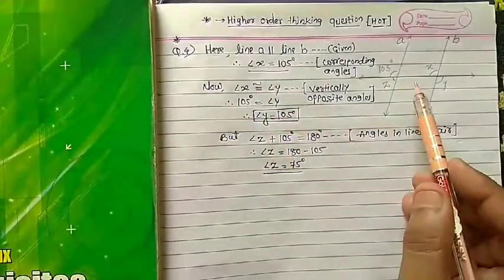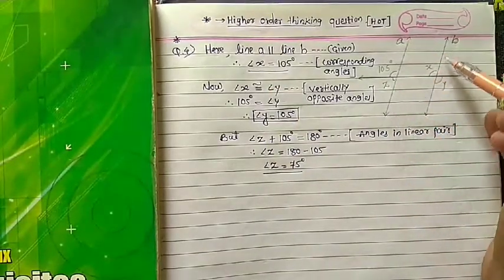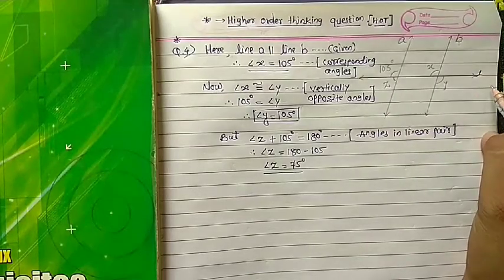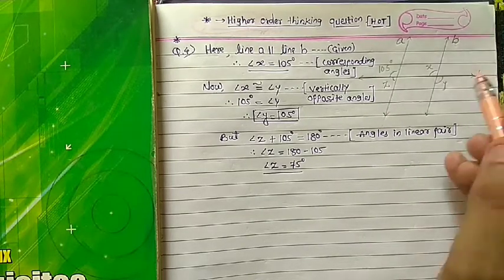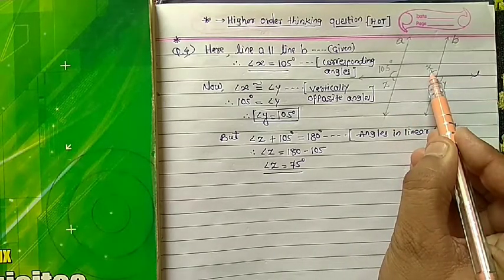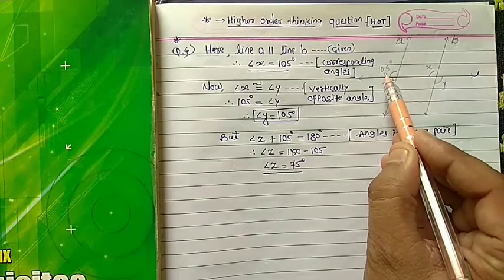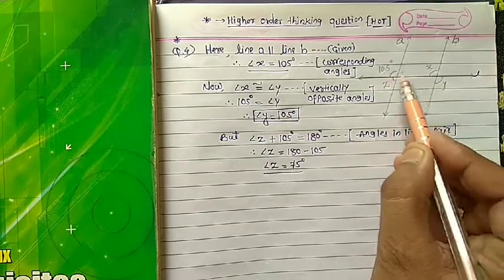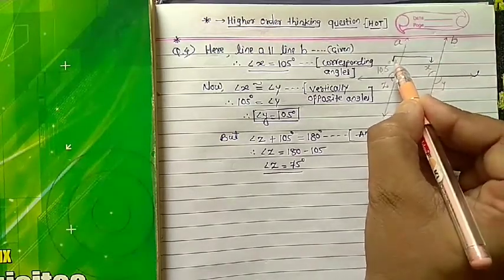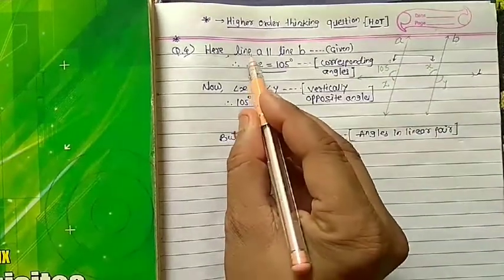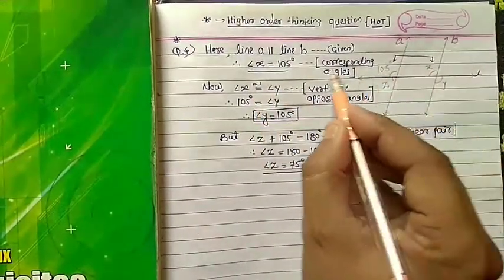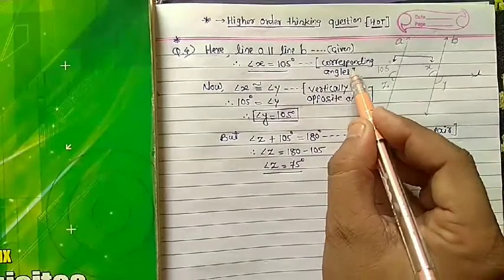Here in the figure, line a is parallel to line b and line l is the transversal. Now line a is parallel to line b. It means angle x is equal to 105 degrees. These two angles are congruent because they are corresponding angles. So in the solution, line a is parallel to line b, given. Therefore angle x equals 105 degrees. The reason is corresponding angles.